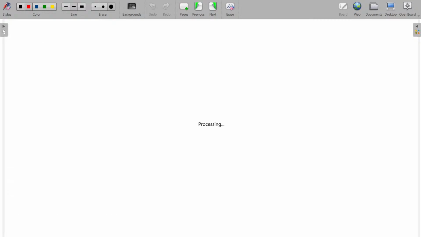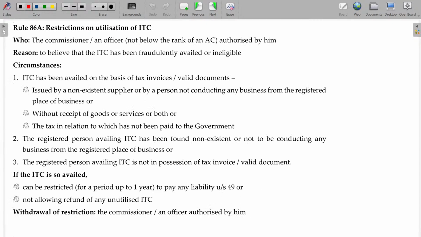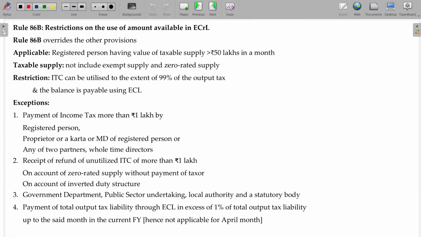Section 86A and 86B, these two were already discussed along with the payment of tax. Unless the documents related to that are uploaded by the supplier, you are not eligible for claiming this, right? And while paying the GST, you have to pay using the electronic credit ledger only 99% of the output tax liability. The balance you have to pay routed through the electronic cash ledger. These two are discussed here again.